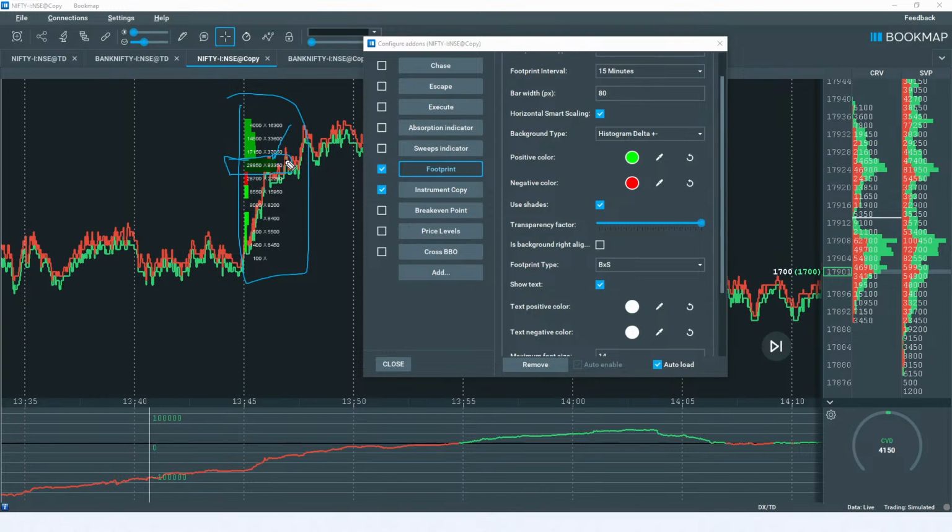What is the behavior of those particular orders? As we can clearly see here, it is indicated by the green color. Why? Because 83,350 quantities got executed as market buy orders.